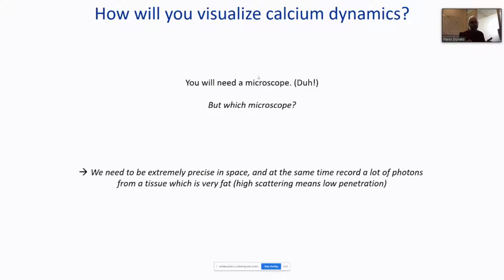We need to record a lot of photons because these neurons are very small, and the signal that we get is very, very dim. And we are trying to have light go in and out of the brain, a tissue that is very, very fatty. That fat means scattering of photons, basically reflecting photons all over the place in every direction. Which means that we are going to be able to reach just a few microns below the surface, unless we use some trick. And this is the trick that we use.